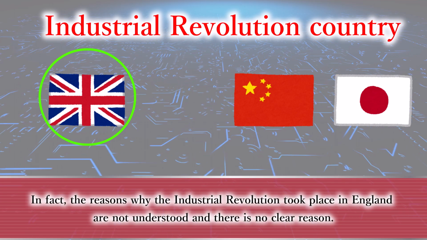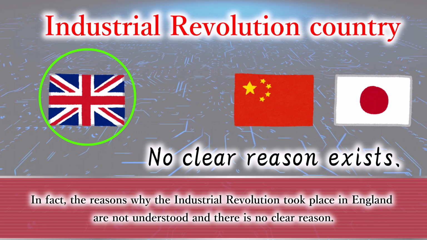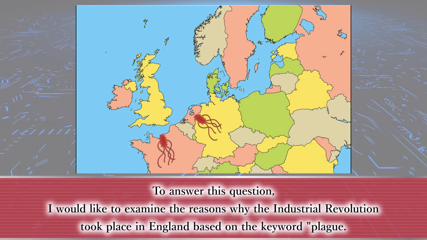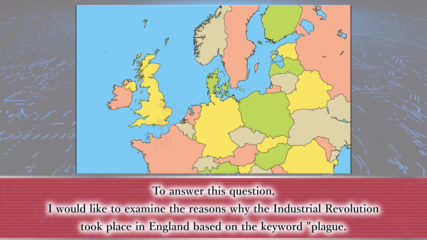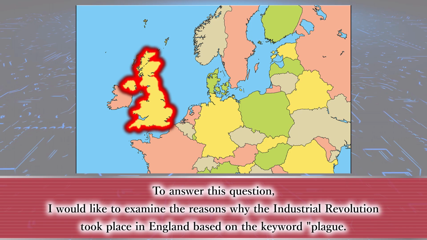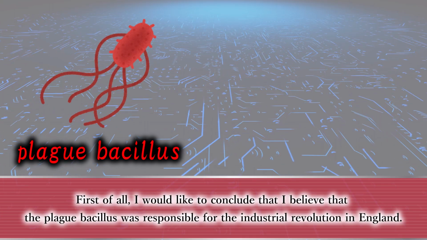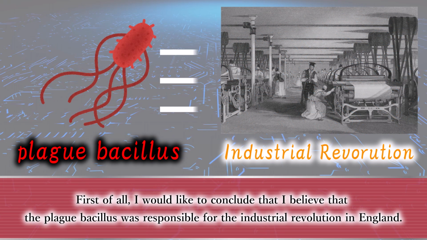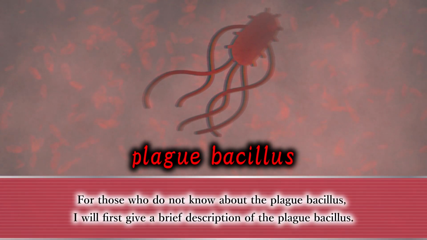In fact, the reasons why the Industrial Revolution took place in England are not understood and there is no clear reason. To answer this question, I would like to examine the reasons why the Industrial Revolution took place in England based on the keyword plague. First of all, I would like to conclude that I believe that the plague bacillus was responsible for the Industrial Revolution in England. For those who do not know about the plague bacillus, I will first give a brief description of it.